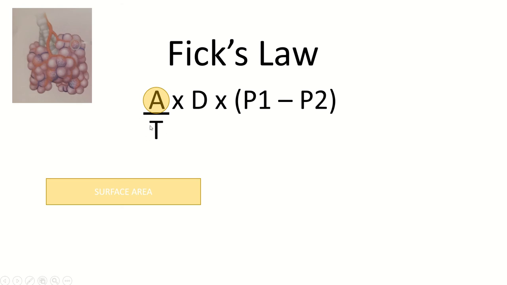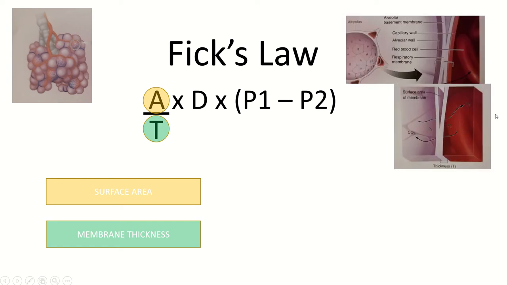Inversely related to diffusion ability is T, which stands for membrane thickness, which goes back to a previous slide talking about the respiratory membrane. The reason why it's inversely related to diffusion is because more layers here will decrease the ability of gases to diffuse.